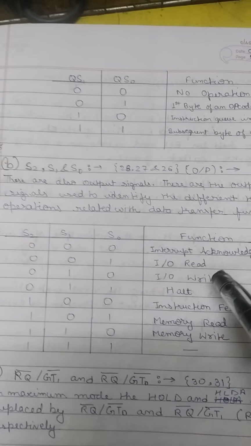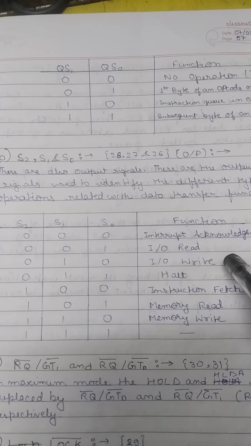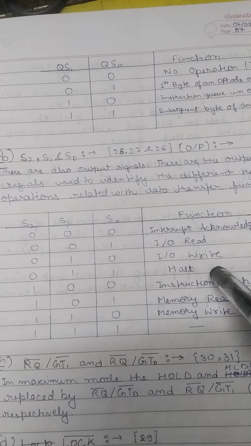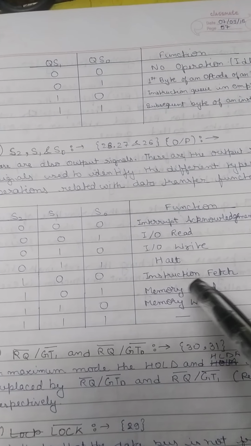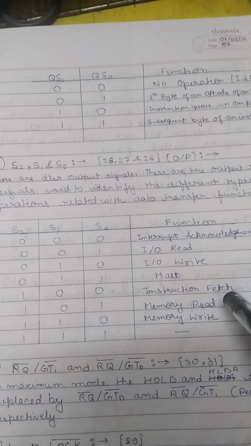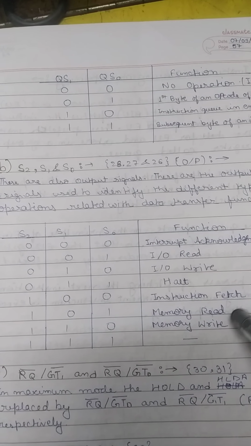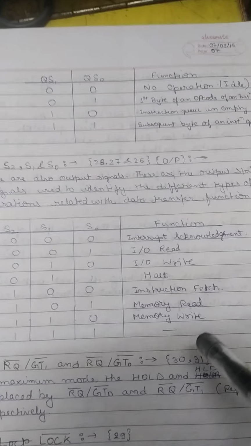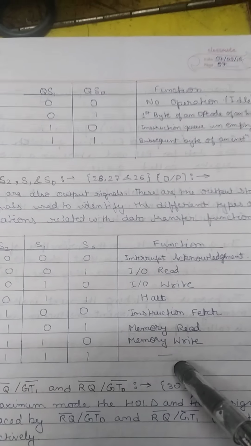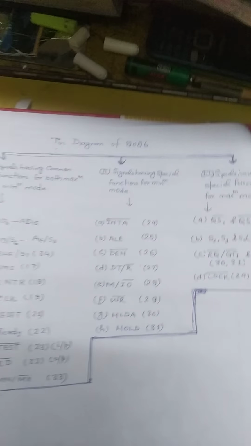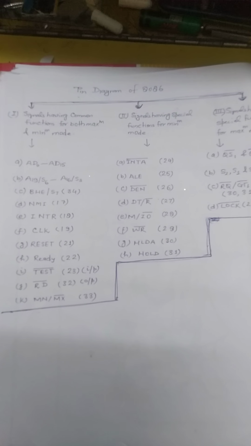When it becomes 0, 0, 1, then IO read operation will be performed. When it is 0, 1, 0, then IO write operation will be performed. In the case of 0, 1, 1, the microprocessor will be in halt state. In case of 1, 0, 0, instruction fetch operation will be performed. In case of 1, 0, 1, memory read, and in case of 1, 1, 0, memory write operation will be performed. When the signals on these pins are all high, then this is an undefined condition and no operation is performed. So these are the different pins in different operating modes of the 8086 microprocessor.